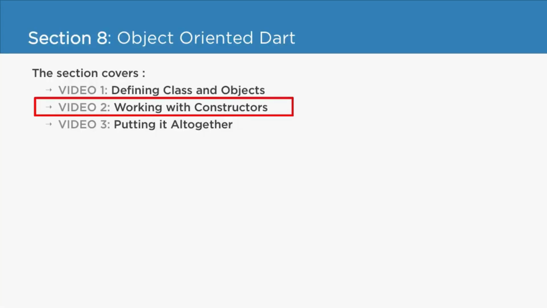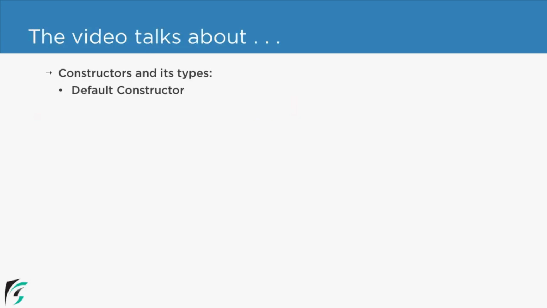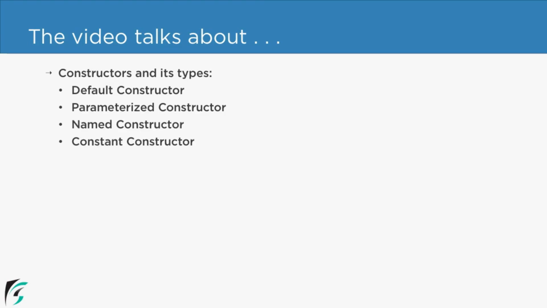Currently we are in section 8 and we are about to check out the second video of this section. In this video we will check out what constructors are and their types, such as the default constructor, parameterized constructor, named constructor, and at last the constant constructor.